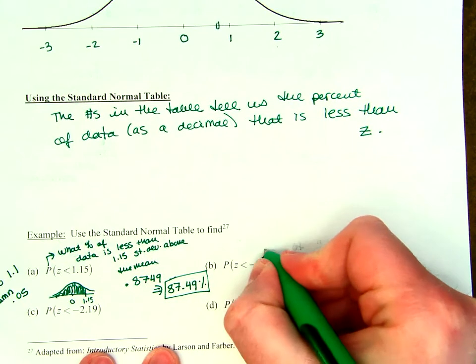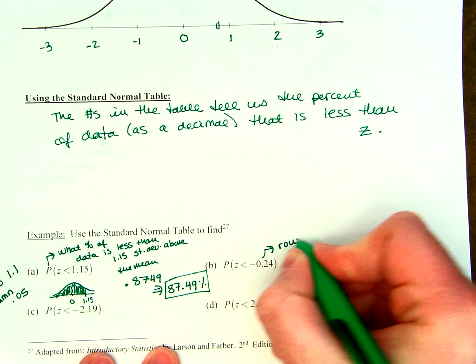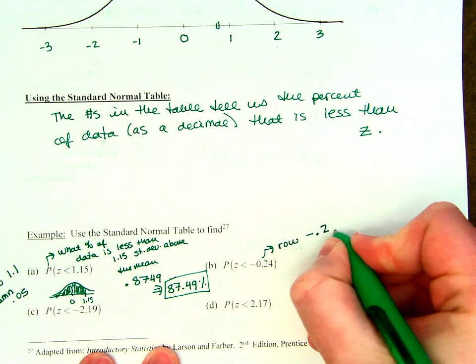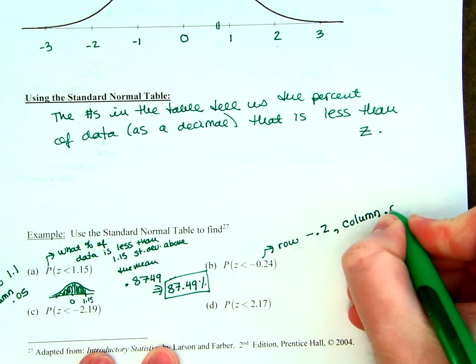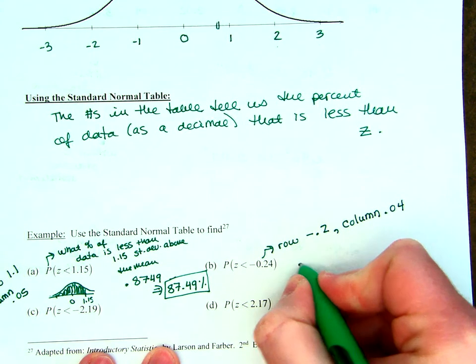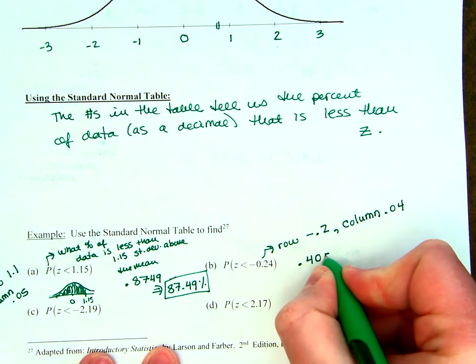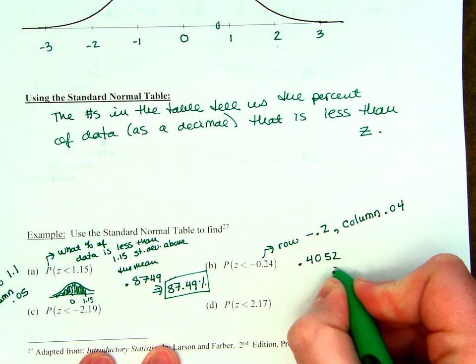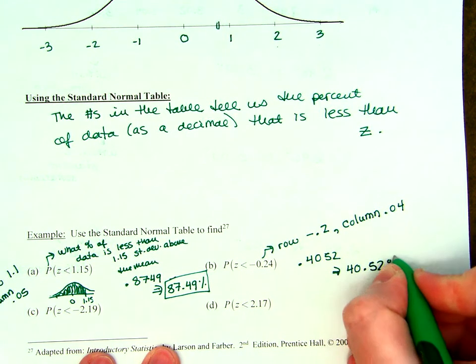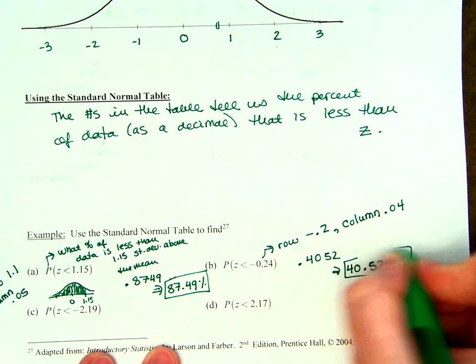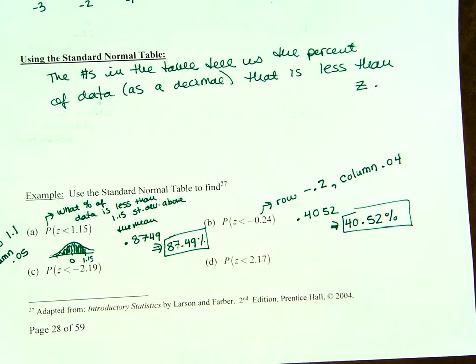What am I looking at to do letter B? I'm looking at the row that's negative 0.2 and the column that is 0.04. That gave me 0.4052. Turn that into a percent. You're going to get 40.52%. See if you can go do letters C and D. Pause the video and see what you can do in C and D.